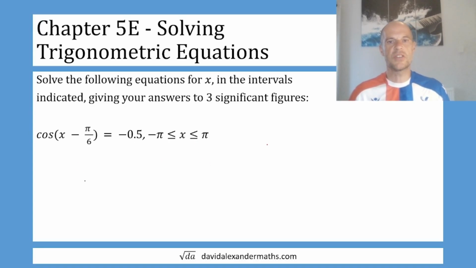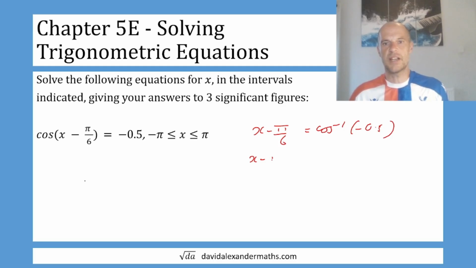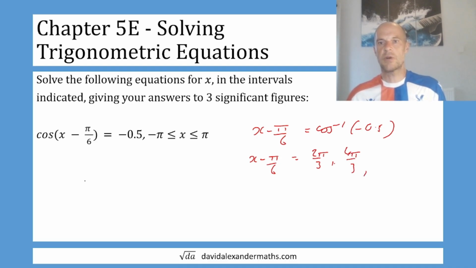So straight away what we can say is that x minus pi over 6 is the inverse cos of minus 0.5. Okay, so these are not solutions for x, but for x minus pi over 6. So inverse cos minus 0.5 equals 2/3 pi, so 2 pi over 3. My next solution is 2 pi, take away that primary answer, so 4 pi over 3. And what I'm going to do is add 2 pi onto these.